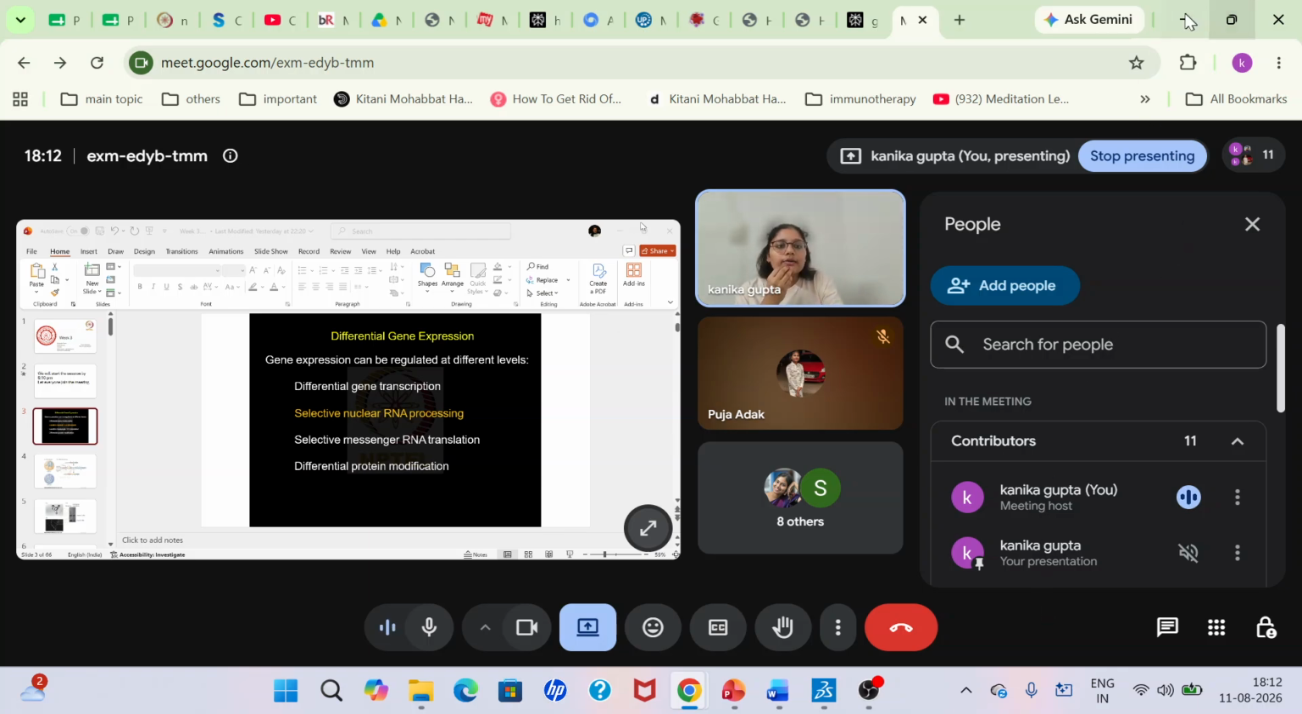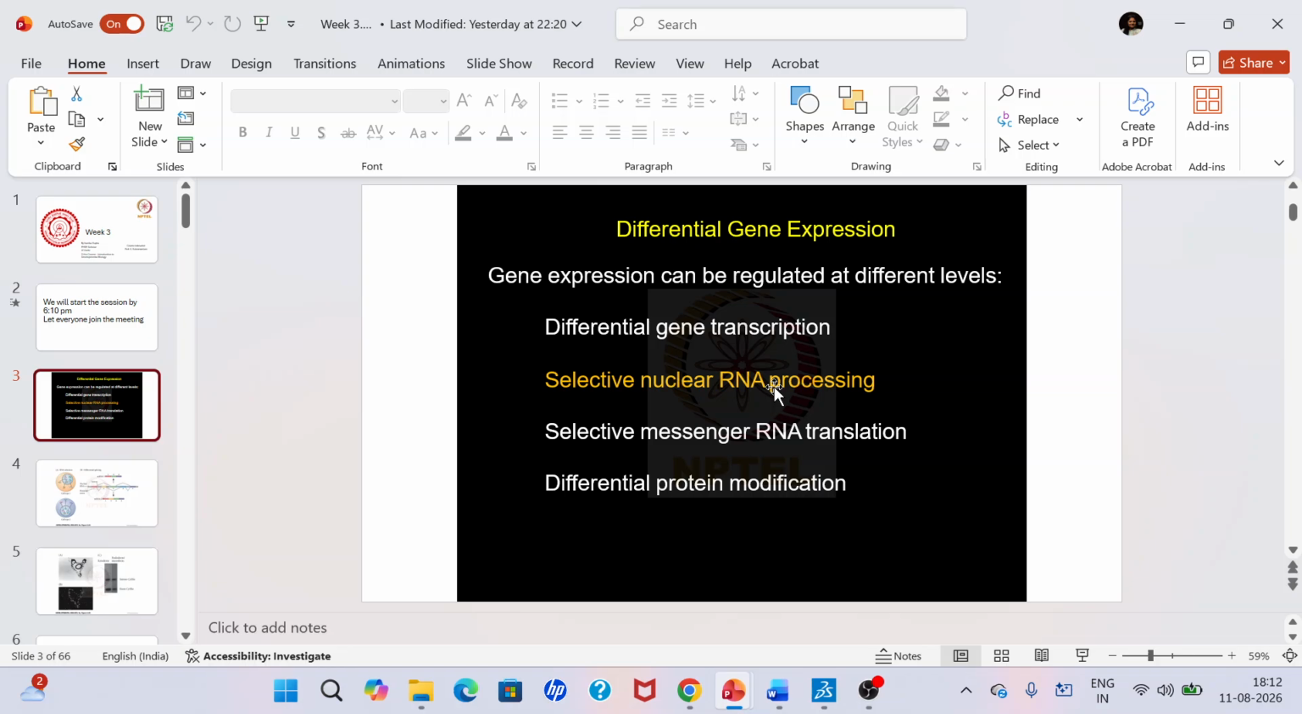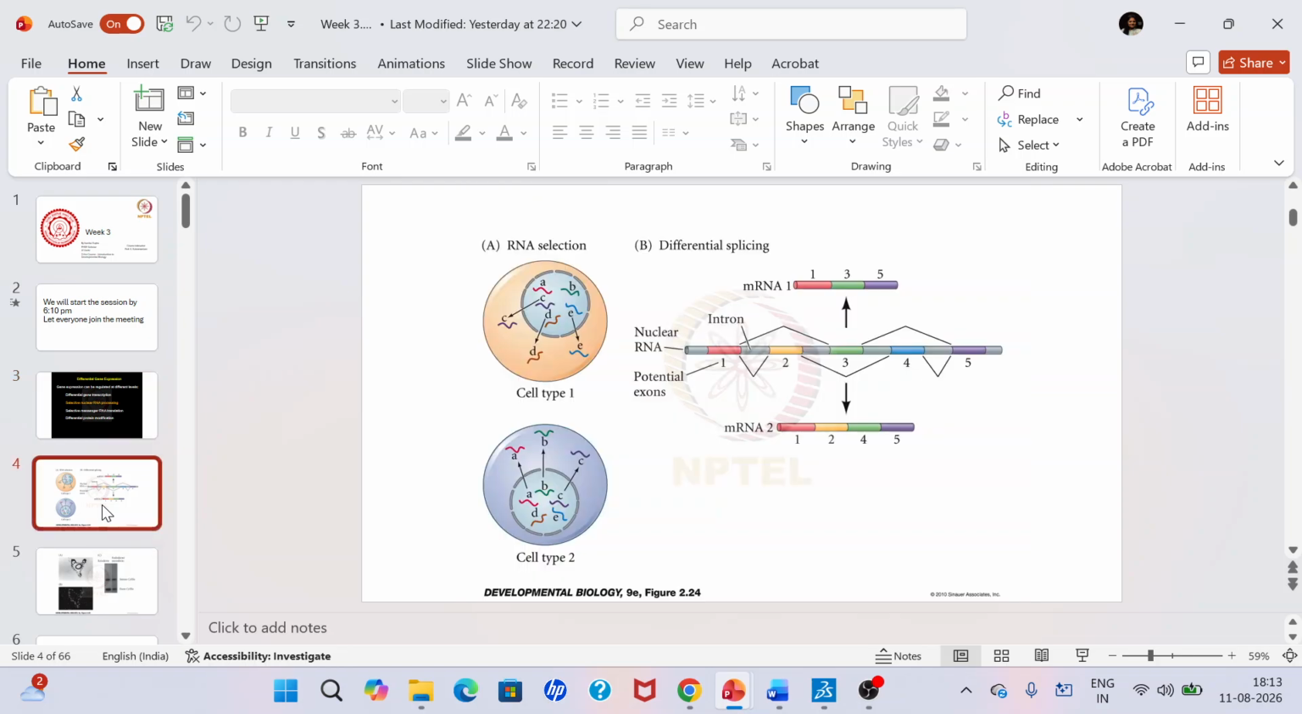What we are continuing here is, we have discussed already the differential gene transcription. Now here is the selective nuclear RNA processing. Because if a whole gene makes the full RNA, then depending upon the further processing of the RNA, different types of proteins can be formed, and those different types of proteins can influence that particular tissue, that particular cell in different ways. That is why this level also determines differential gene expression. So let's see how this happens.